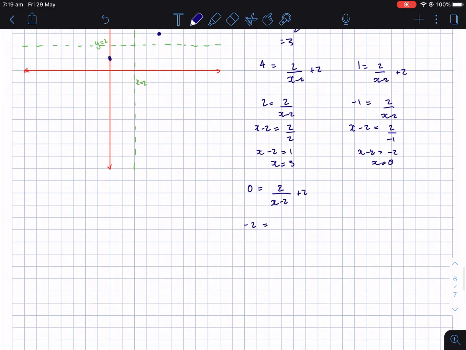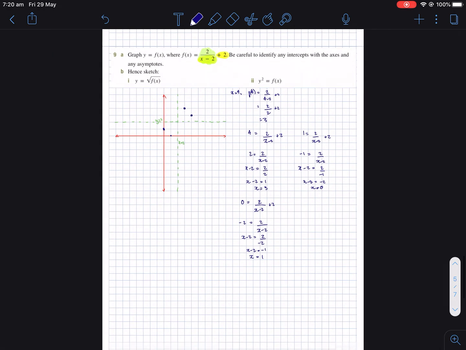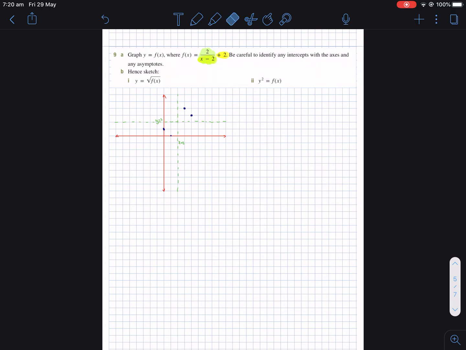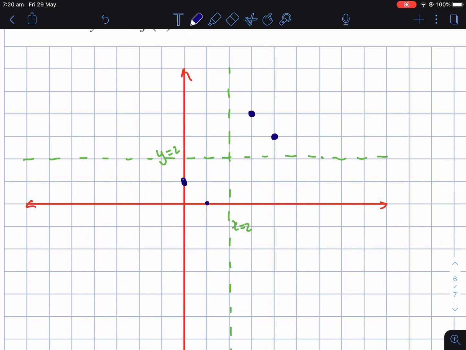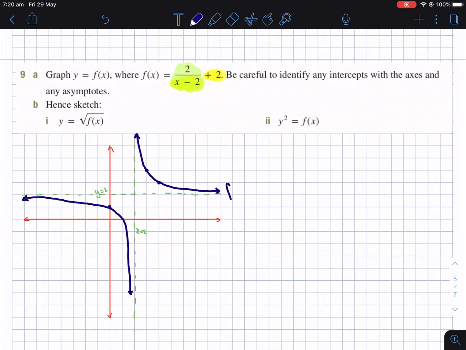2 over x take 2, so x take 2 equals 2 over minus 2, so x take 2 equals negative 1, x equals negative 1 plus 2, which is 1. Okay, the x-intercept is there. Cool. I'm going to get rid of all this working out. So now it goes through all these points. So the graph of f of x is going to look more like this, and it's going to go that way, and this way it's going to go that way, and that's f of x. Right.